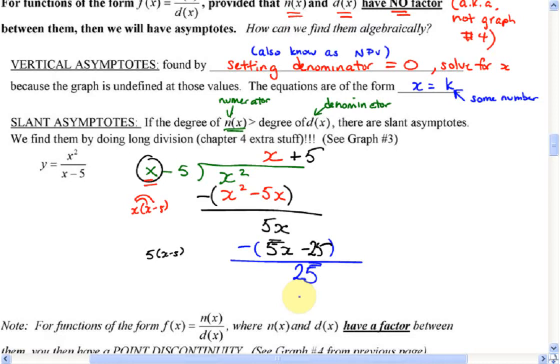Now, also remember when we did chapter 4, I asked you to rewrite this in what they call that division statement form. I don't know if you remember, but this can be written as x plus 5, which is your quotient, your answer, and your remainder can be written as a fraction like this, 25 over x minus 5. Okay? Don't know if you remember doing that.